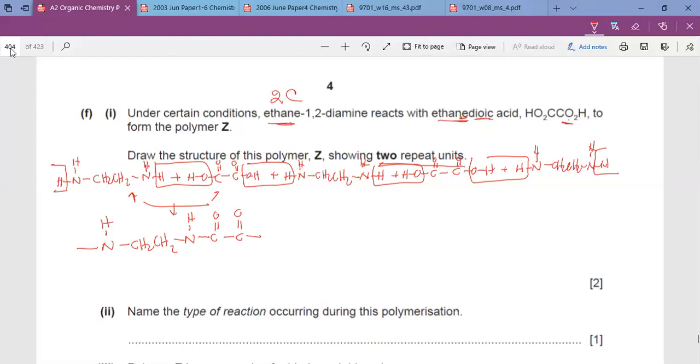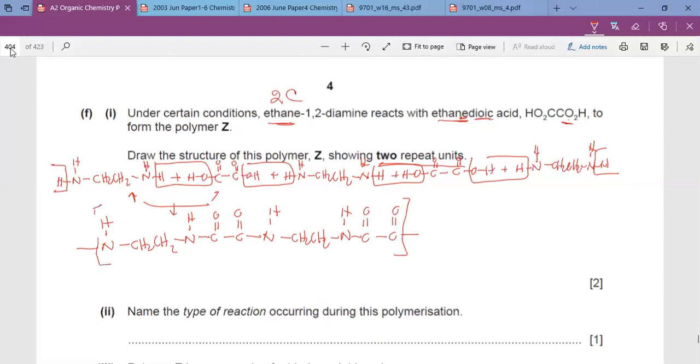Okay, the second one. See now. Add H here. CH2 here, CH2 here, and add H here to the other end. Answer now. Then you stop.